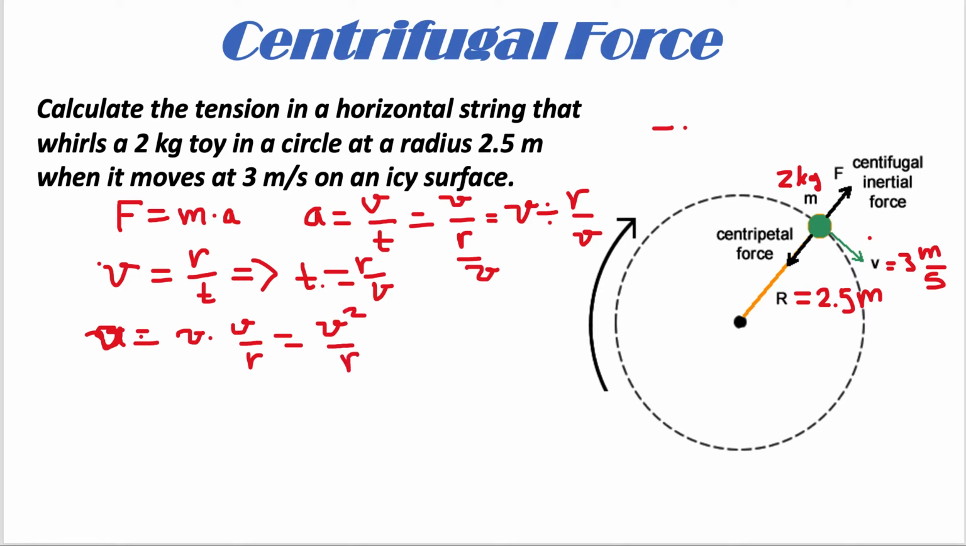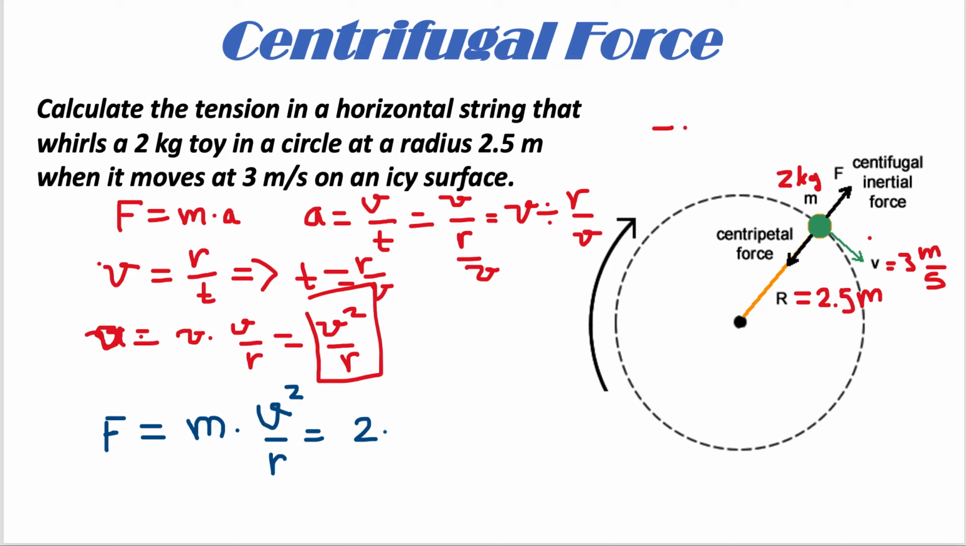And finally, instead of this a, I'm going to make this substitution here. And what do we have? We have now F, which is the centrifugal force, equal to m times v squared over r. V squared over r. And now I have everything given. I have given here m is 2 kilogram. Let me write 2.